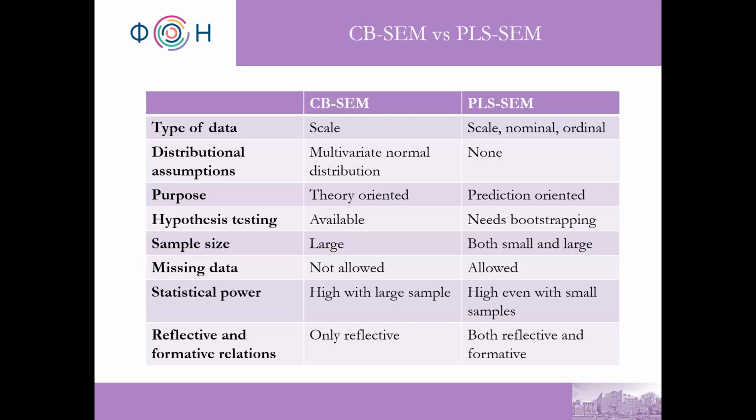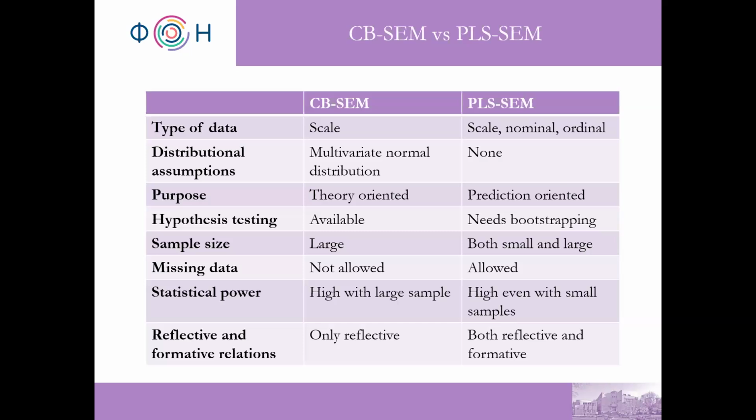The next characteristic is the sample size. Covariance-based SEM requires a large sample, while PLS-SEM can work with pretty small samples. So if your population is small and your sample is small, it's maybe better to do the analysis using PLS-SEM than covariance-based SEM. When it comes to missing data, covariance-based SEM doesn't allow missing data, PLS-SEM does. When it comes to statistical power, covariance-based SEM has higher power.